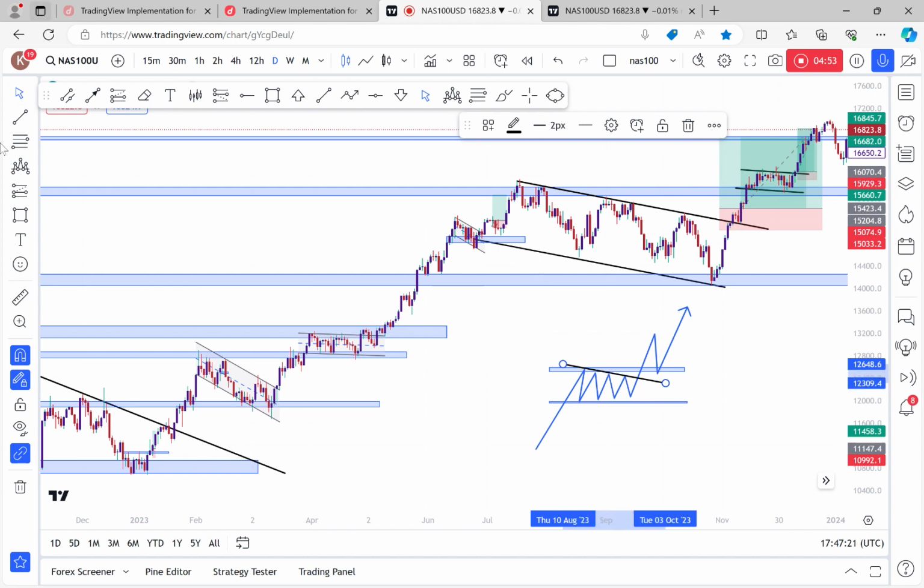Have a look at this pattern here. After the market retested this support zone with a bullish flag pattern, the market broke out impulsively and failed to retest. Maybe some of you are waiting for some retest, and that never happened.